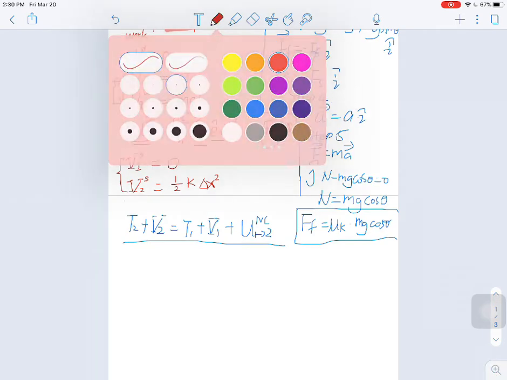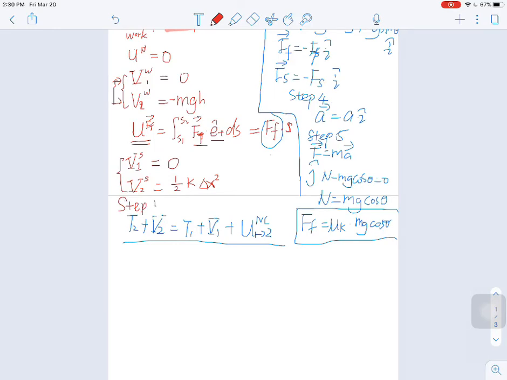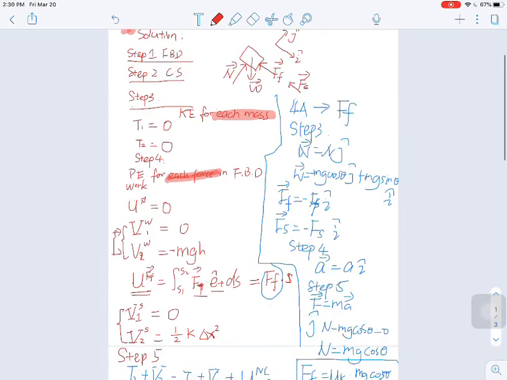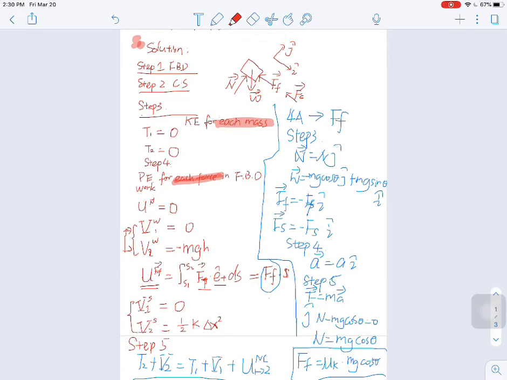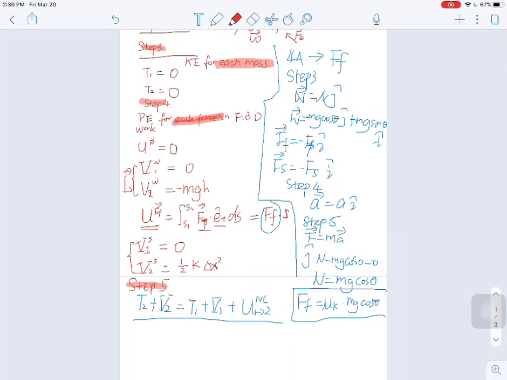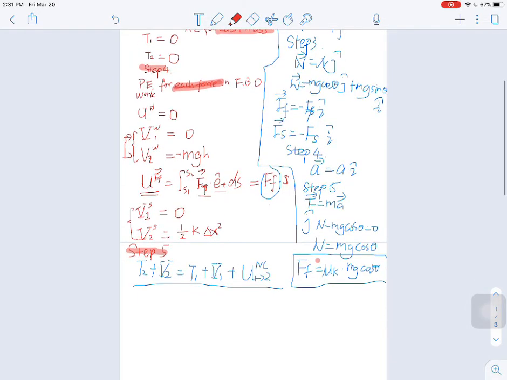Oops, let's change colors here. So I just want to clarify here, the red color on the left side is the work energy method in 4b. So we have step 1, 2, 3, where's 4? 4 and 5. And on the other side, it's something we learned in section 4a. We need this part to solve for FF, which is the friction force. So just make sure you're clear on all of those.